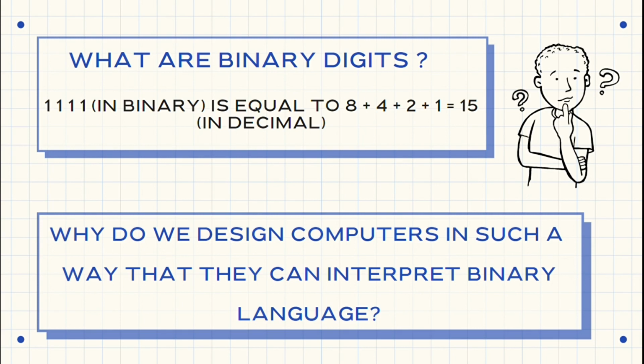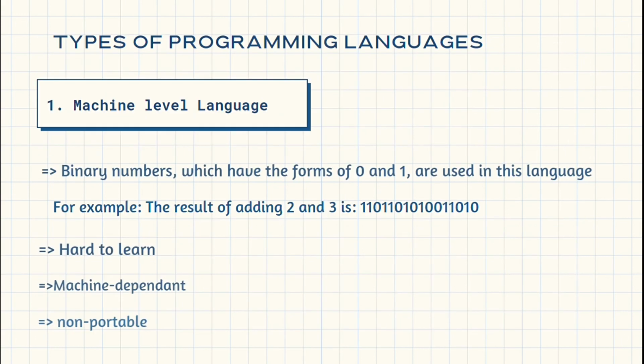Why do we design computers so they can interpret binary language? The computer is created at the hardware level to recognize this pattern of 0 and 1. And while building the computer for a certain pattern of 0 and 1, a specific operation is defined. This is because the binary language, which has two values, is easy to develop at the hardware level. Let's now talk about various types of programming languages.